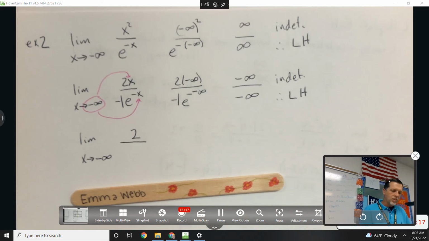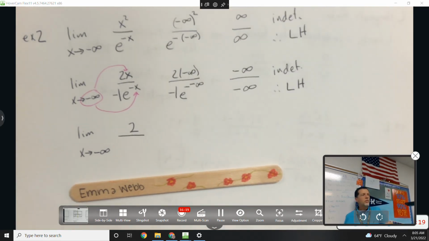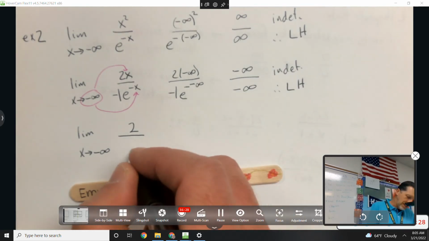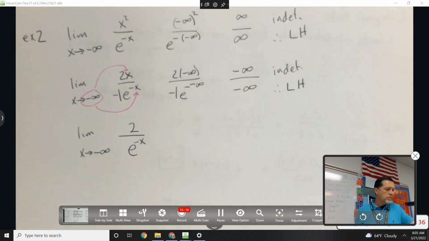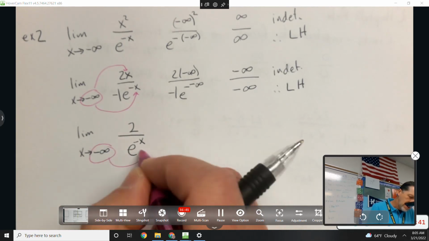And Emma, you get the one with all the negative signs in it, what's the derivative of -e to the negative x? It is going to be e to the negative x, yes. All the other negative signs cancel each other out. So, plug in again.